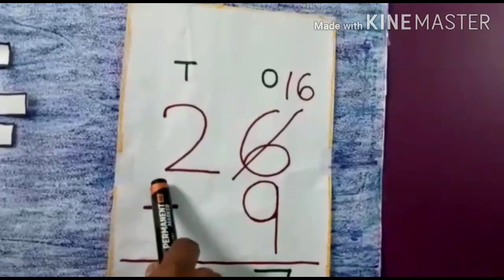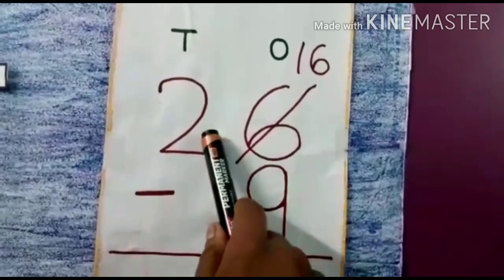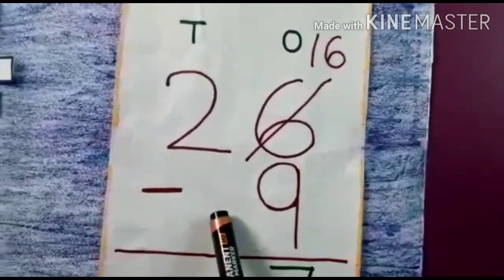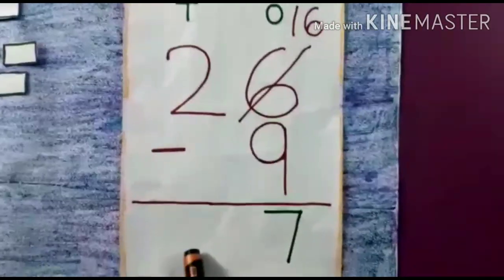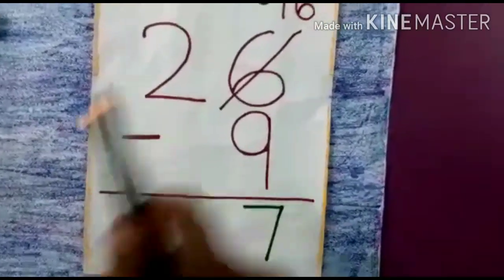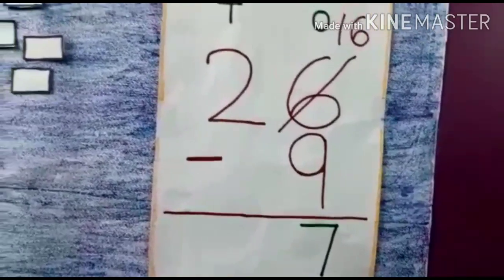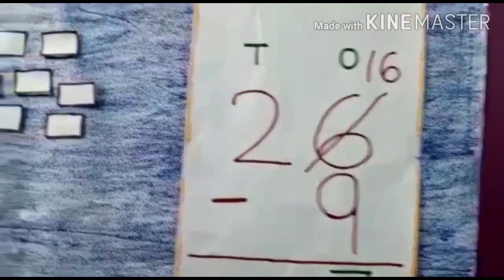Now coming to the tens place. In tens place I am having 2. But here below there is no number. Now is it correct? 2 will come here because here no number. 2 minus 0 will be 2. Am I right? Yes? No, I am wrong. Why am I wrong?